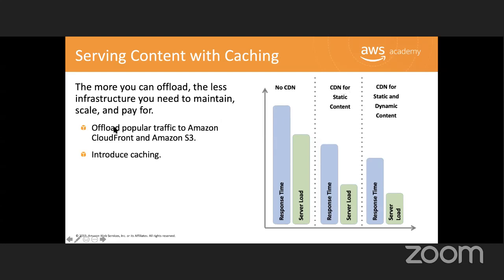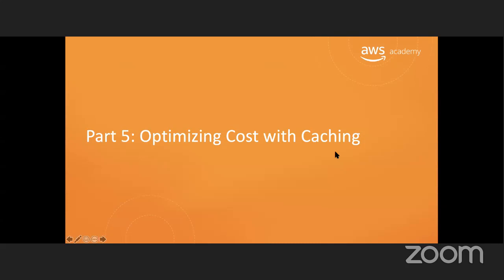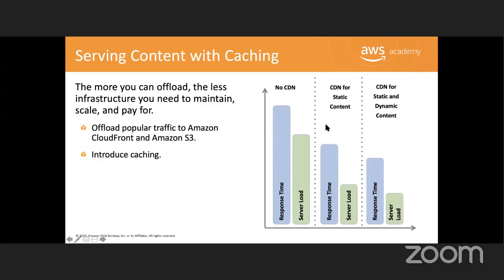So you offload the popular traffic to Amazon CloudFront and Amazon S3, S3 as the origin of the CloudFront delivery, right? And then you introduce caching. You know that already, guys. I would say that edge locations are the children of CloudFront, right? They work together to make the user experience more excellent, right?